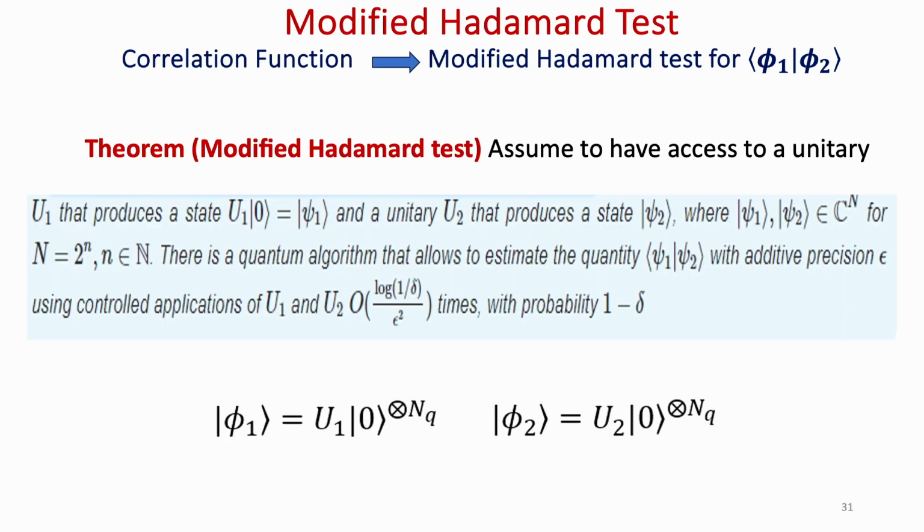For us, we have to modify this one, because remember, we have two wave packets, coming forward in time and backward in time. So we have to modify it. There is a modified test if you have access to two unitaries, U1 and U2. You can modify this algorithm and look at the expectation value of U1 U2 between those two states. For us, U1 will be the Møller operator forward in time, and U2 will be the Møller operator backward in time. So we can modify the Hadamard test on a quantum device and see the correlation function.